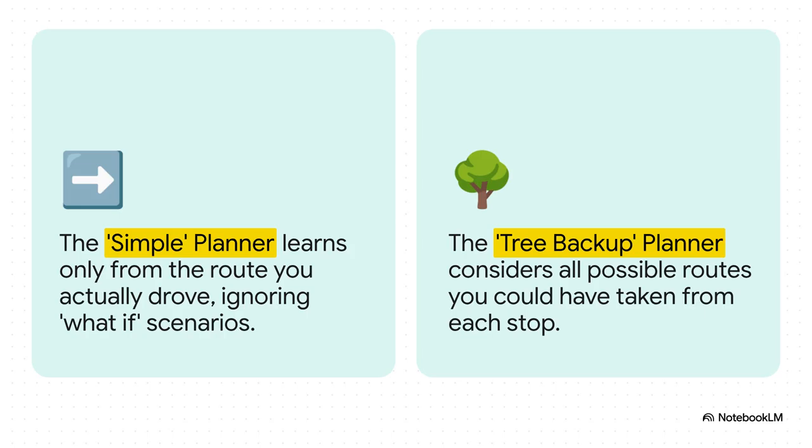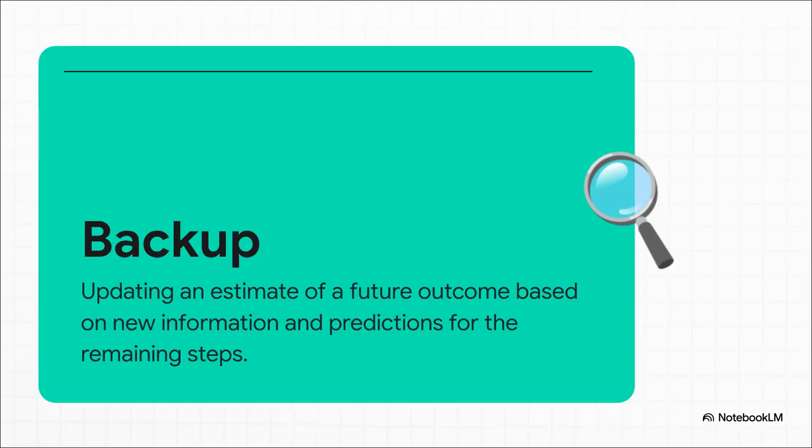Oh, it's way smarter. It learns from the route you actually drove, sure, but it also considers all the other possible routes you could have taken from each city. Maybe there was a scenic route or some back roads. It then averages out the potential travel times of those what-if routes based on what it knows about your driving habits. And you'll hear this term backup a lot in reinforcement learning. All it means in our road trip analogy is updating our estimate. Simple as that. After you finish day 1, you have a much better idea of the total trip time, right? So you back up that new information to improve your original guess.